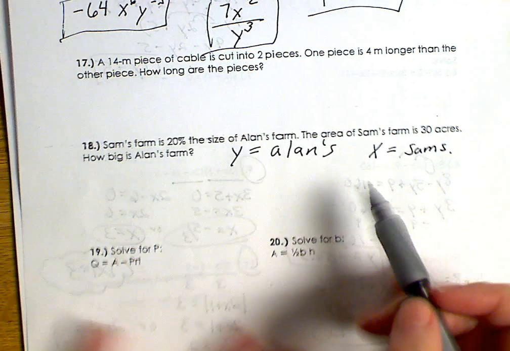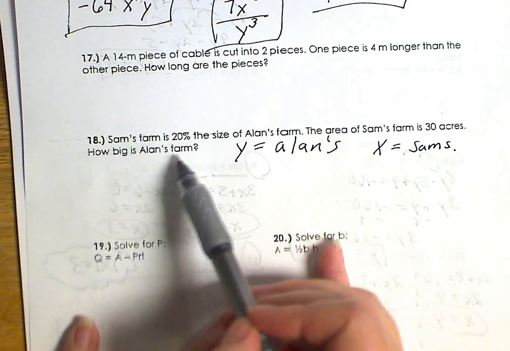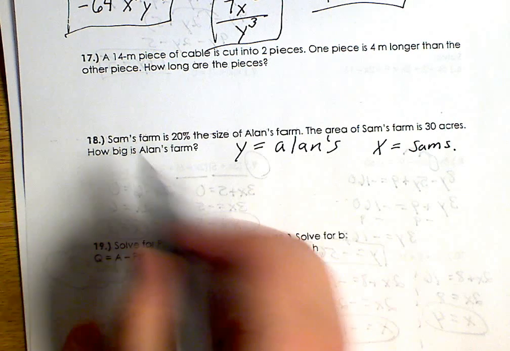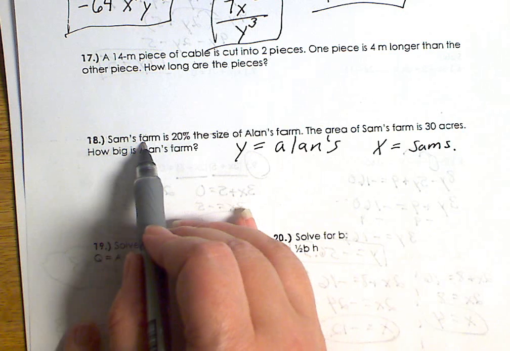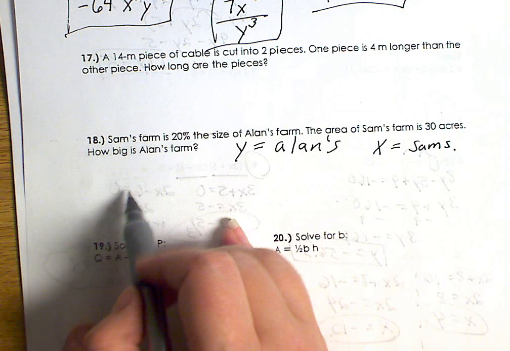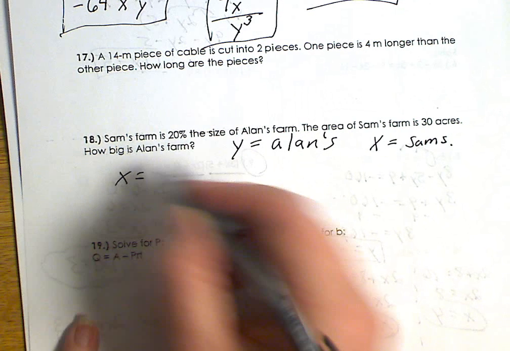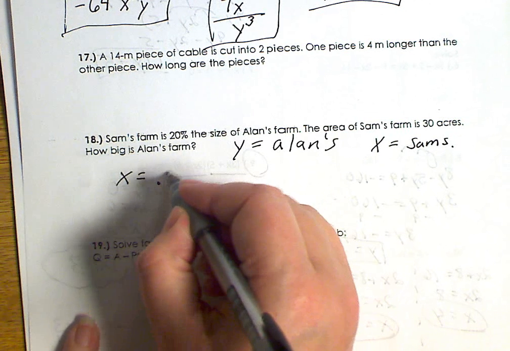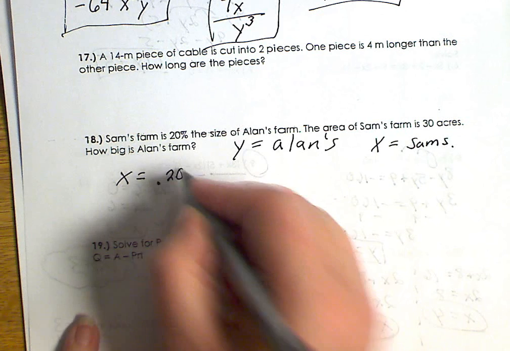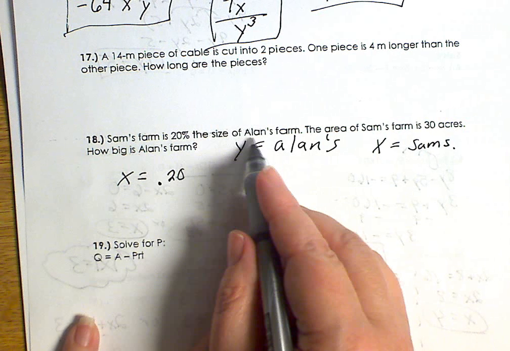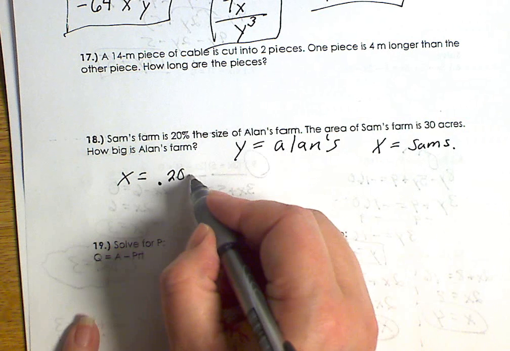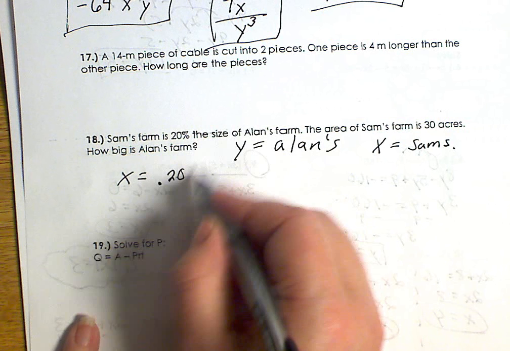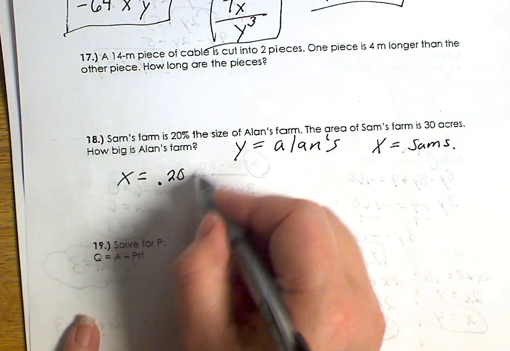Anyway, so how big is Alan's farm? So Alan's farm is your Y. So let's say Sam's farm, which is X, is 20%, which equals 20% of Alan's farm. What does "of" mean? Multiplying. So it's of Y. Yep.